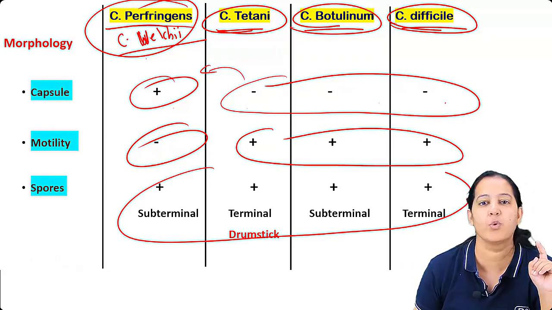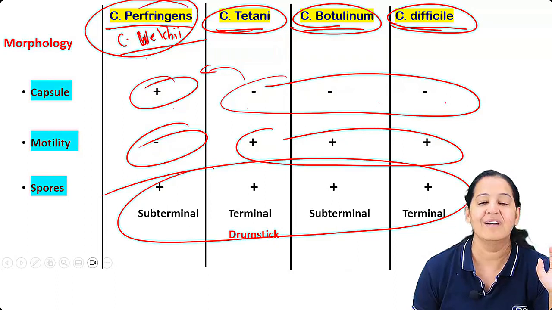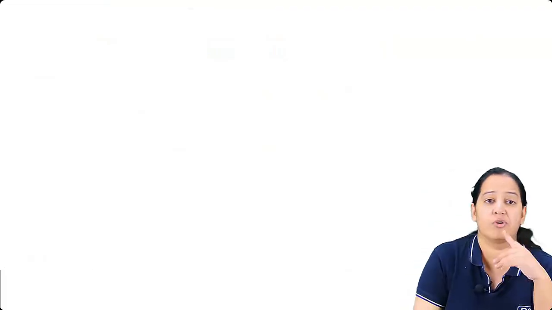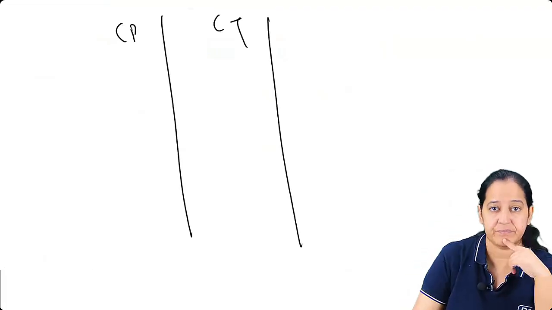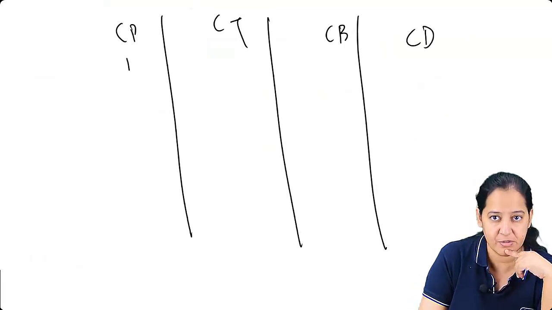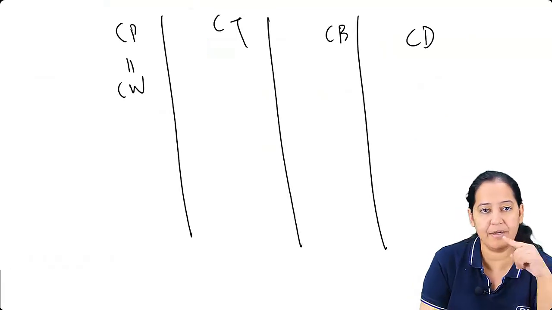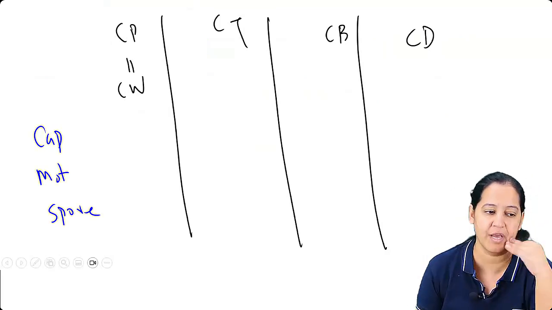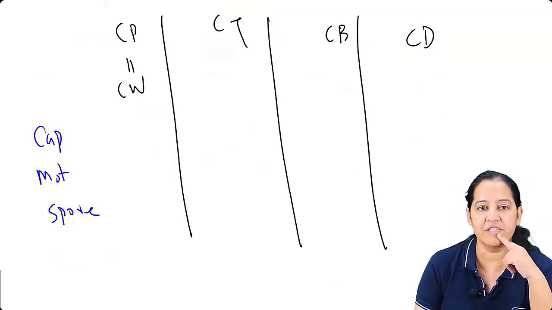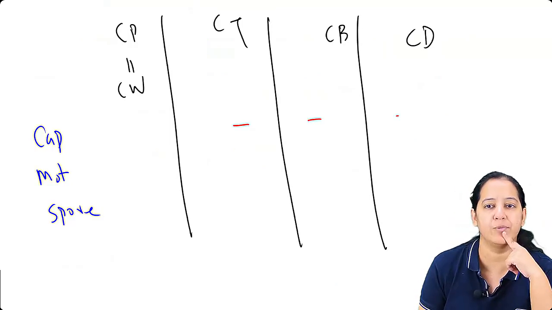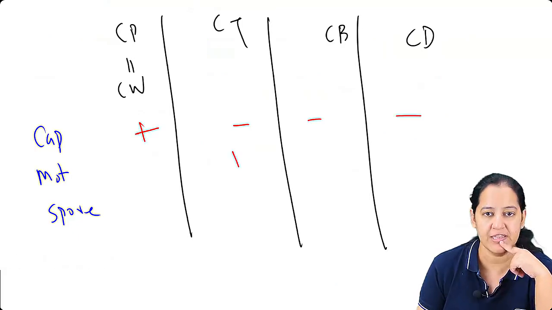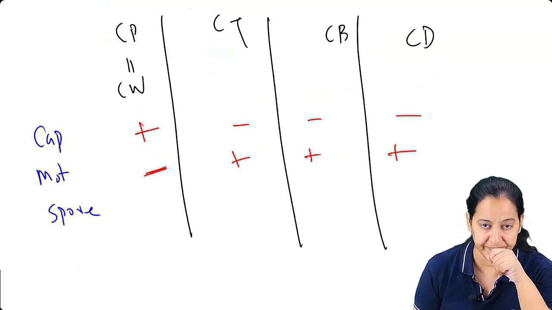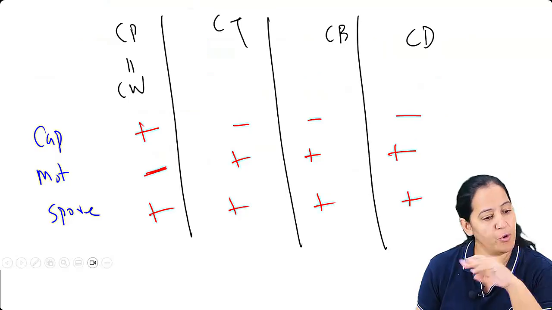But for spore forming, there is no gaddari. They all have the spore, without any exclusion. I am teaching you four Clostridium: Perfringens, Tetani, Botulinum, difficile. Perfringens is also known as Welchii. Now comment on their capsule, motility and spores. I mean to say, comment on their morphology, in one go. You will say, ma'am, they all are non-capsulated except Perfringens. They all are motile except Perfringens. And spores are present in all of them, by default.